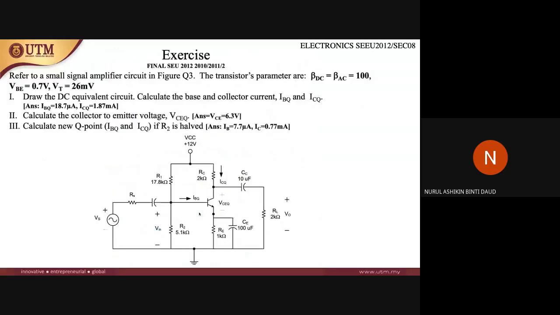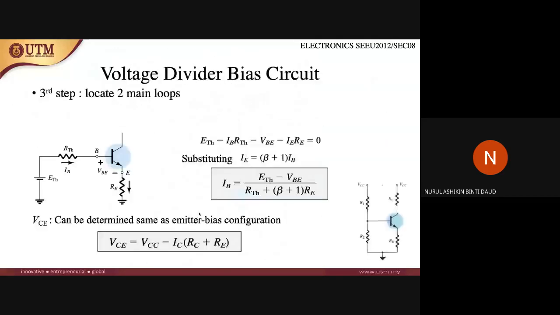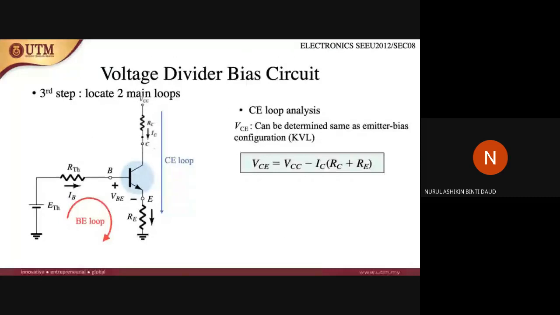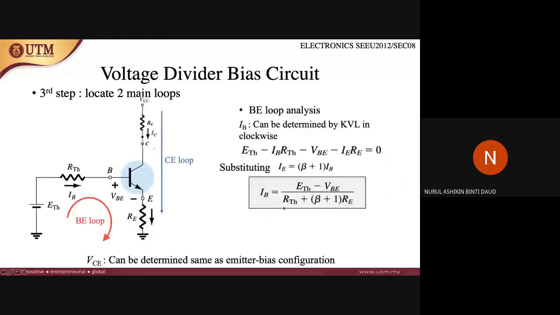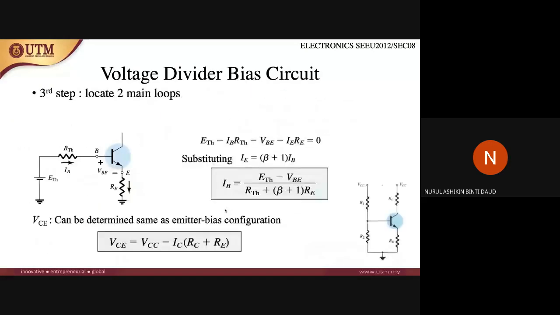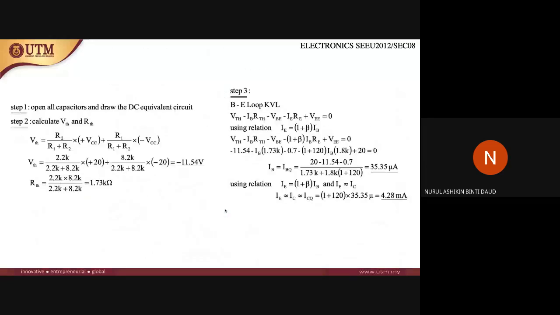This part, which slide? The exact. This one. Is it this one? Is it this slide? Not this one. This one, right? The one with 2 volts. The 2 volts. The example 2, yeah. Okay, this one, yeah.